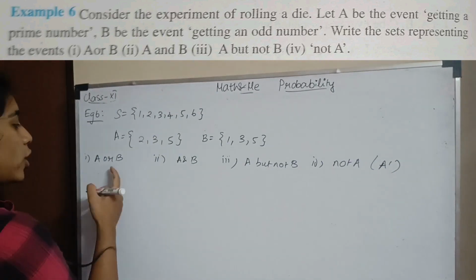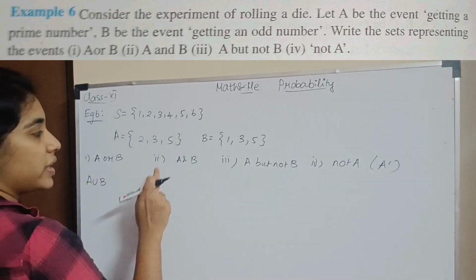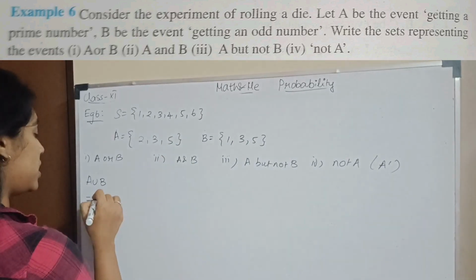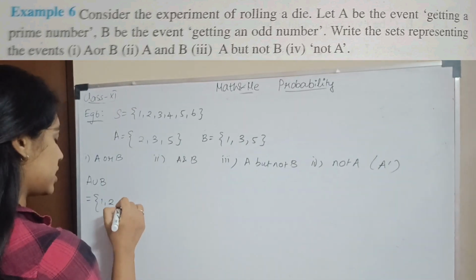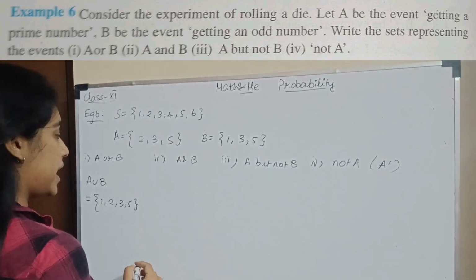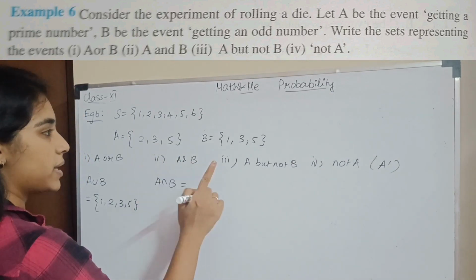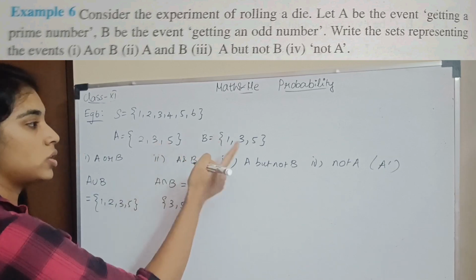So what will you do? A or B is A union B. A union B la enna edhuvom, we write all the elements without repetition. Okay, so A union B, you write 1, 2, 3 and 5. So this is A union B. What is A and B? It is A intersection B, which means you write the common elements. So 3 and 5. You have 3 and 5 in both A and B.